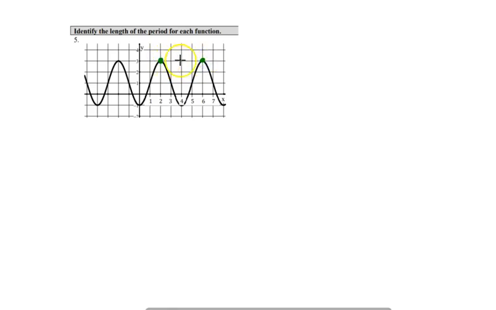These two are the maximum points and the distance between them is from 2 to 6. So 6 minus 2 is 4. That means this is having a period of 4. And you can check that using the minimum values as well. Here the minimum value happens to be at 0 and this one at 4. So this distance is again 4. That means the period of this graph is 4. So this way we can find out the period of any graph.